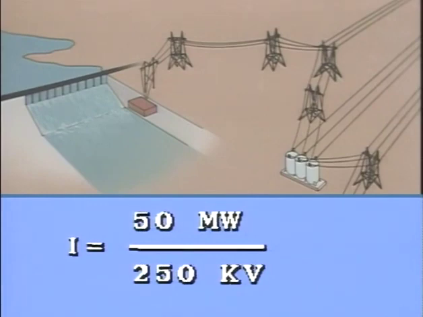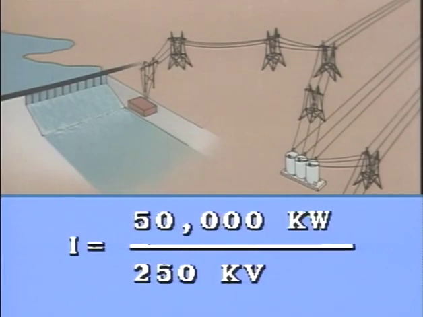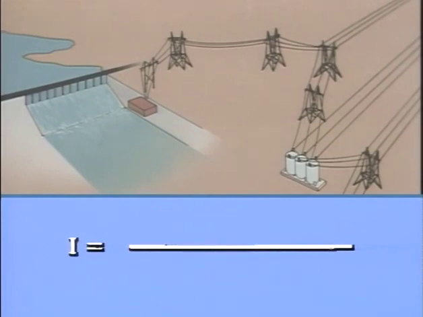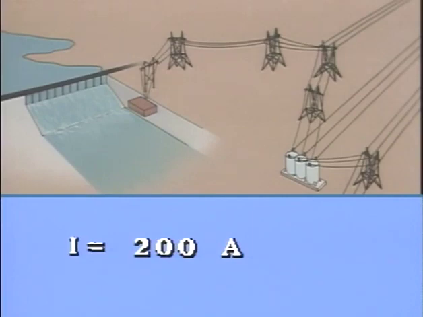This equation can't be solved unless the prefixes for power and voltage are the same. So the next step is to change the units of power from megawatts to kilowatts. 1 megawatt equals 1,000 kilowatts. So I equals 50,000 kilowatts divided by 250 kilovolts. Working out the division leaves I equal to 200 amps.